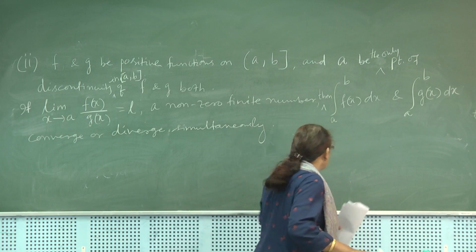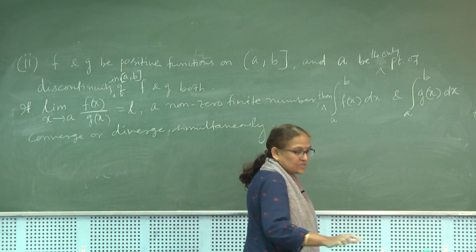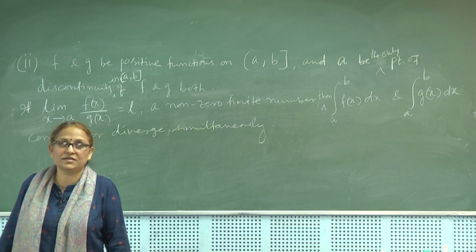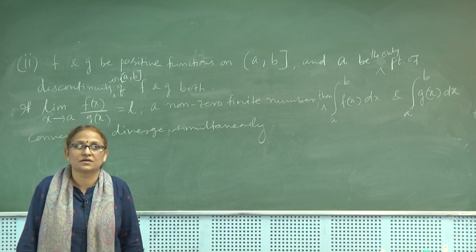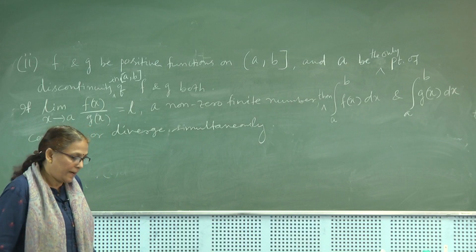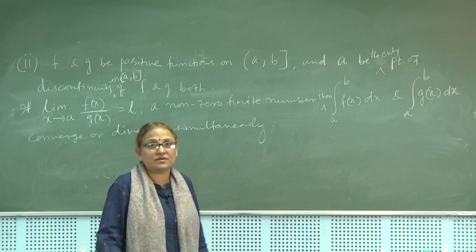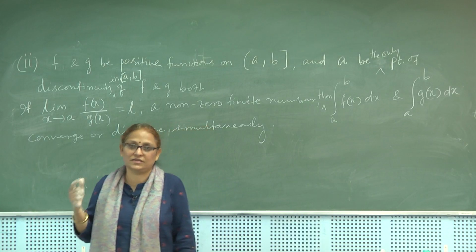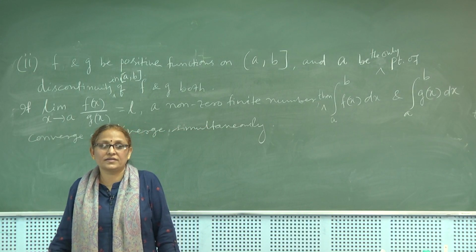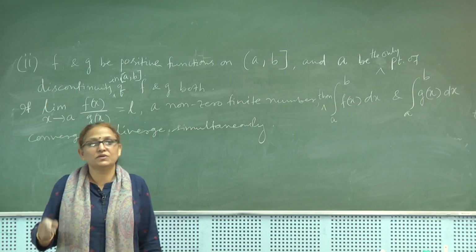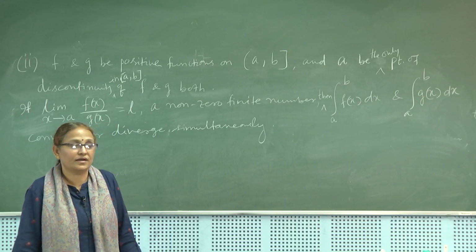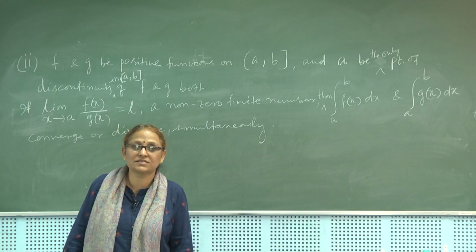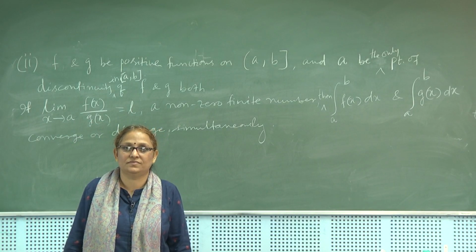So, these are some tests of convergence. Recall the tests of convergence we have discussed today. The first one is the comparison test, the second one is the mu test, and the third one we have considered is the ratio test.